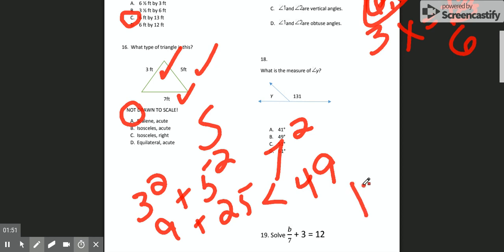We have to make a note of that one. Go back and check that one. Scalene acute. Yeah, we'll come back and check that one.